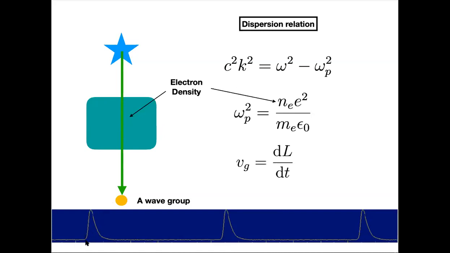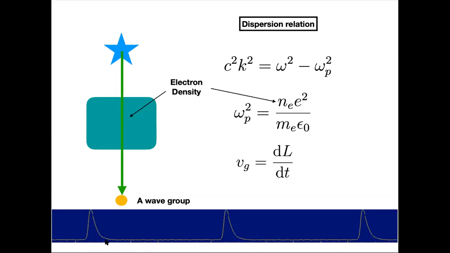This pulse is sometimes called a wave group, because it looks like a group of frequencies traveling together. And these wave groups have different traveling speeds for different frequencies. As the frequency becomes higher, the speed becomes faster. Because of that, we see that the pulse is coming earlier at the higher frequencies.